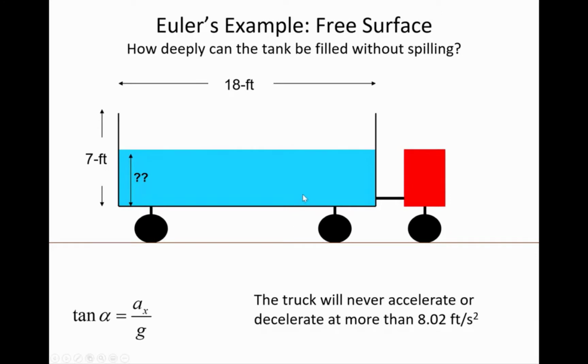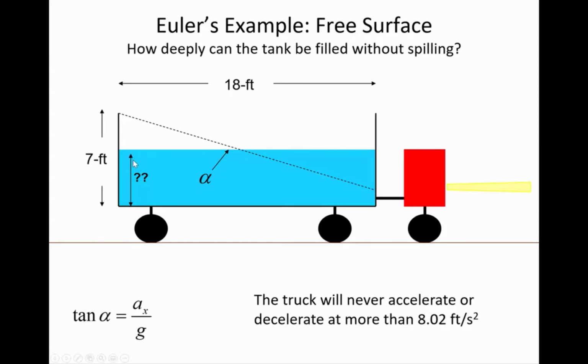So the second example in that handout is we have this truck, and the bed depth is 7 feet tall, and the truck is 18 feet long. And when it accelerates, the liquid is going to slosh to the left. It's going to raise on the left when it's accelerating to the right. And so what we want to know is, if it's accelerating at 8.02 feet per second squared, you can calculate alpha with this equation. So you know the angle, and you know that the total liquid depth can be 7 feet on the left when it's accelerating. So the question is, if that total depth is 7 feet, then how much can you fill it before it accelerates in order to not have it spill?